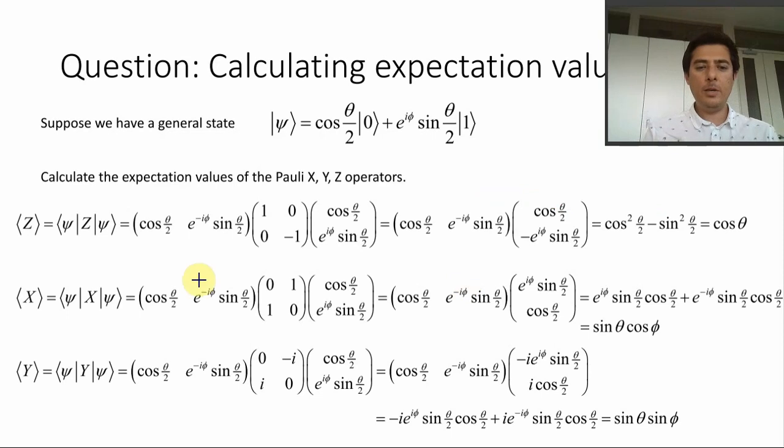So we can go through this one by one. The average value of the Z operator, as I said just a moment ago, is equal to this. And you can just go through and do your matrix multiplication.